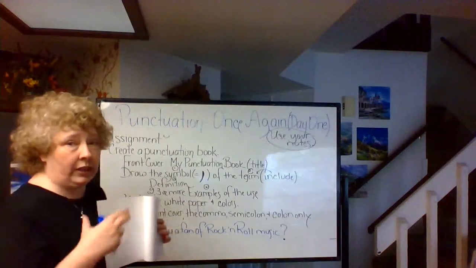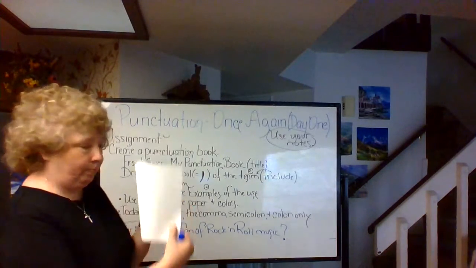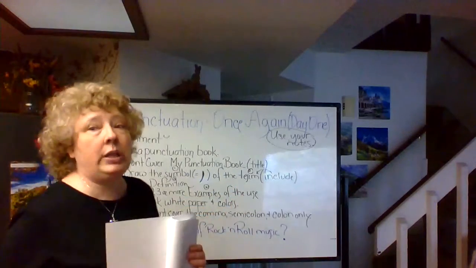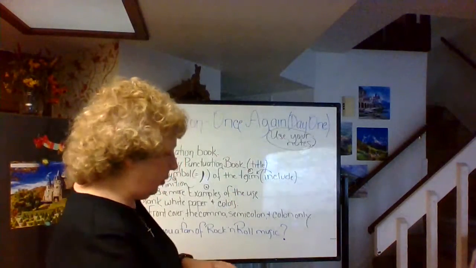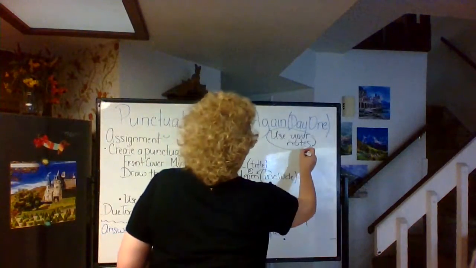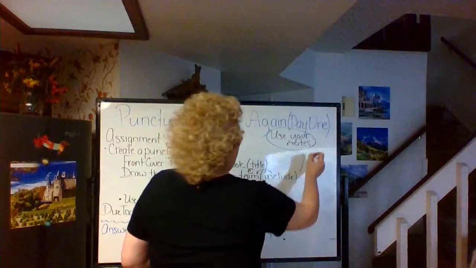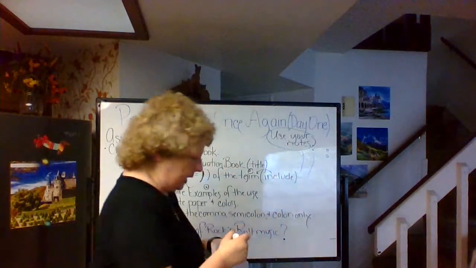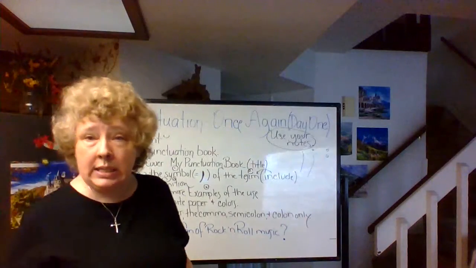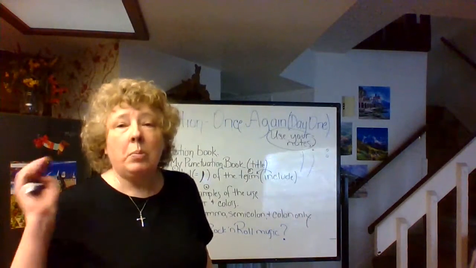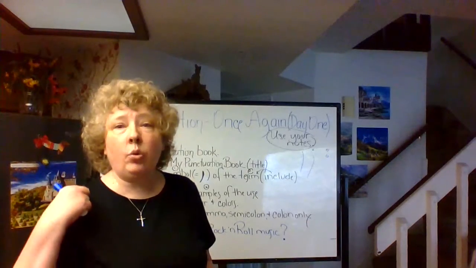I need your front cover in color. I need you to deal with the comma, semicolon, and the colon only. So, in case you're wondering what those marks are again: obviously, we know what a comma is. Here's your semicolon. Here's your colon. Those are the only ones I want to see. I don't want to see anything else. That is all you're to do. Please focus on that. This is a great review.